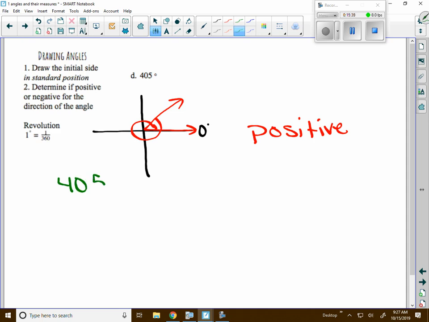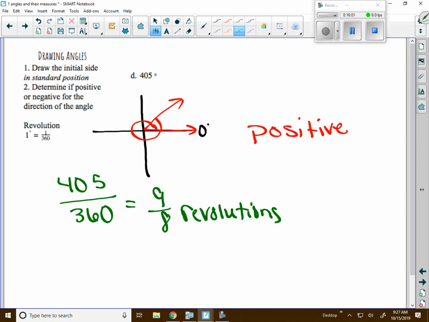Okay, when you do your revolution, it's still the same thing. 405 divided by 360. I believe, correct me if I'm wrong, it should be 9/8. So it's 1 and 1/8 revolution, which makes sense, right? It should be an improper fraction. If we wrote that down, would that be okay? Yeah, if you wrote 1 and 1/8, that's great. Yep, that's totally fine. All right, questions before we move on?